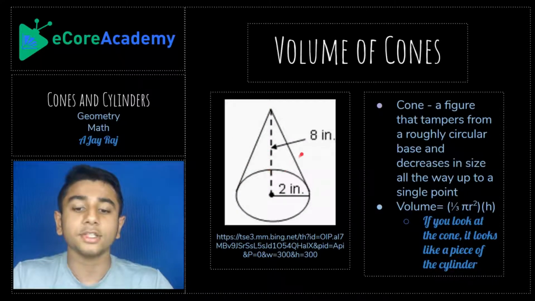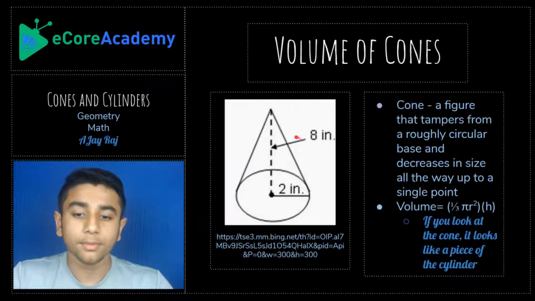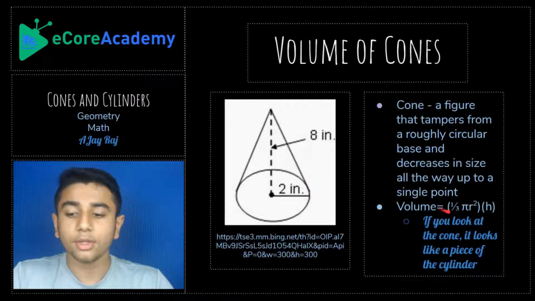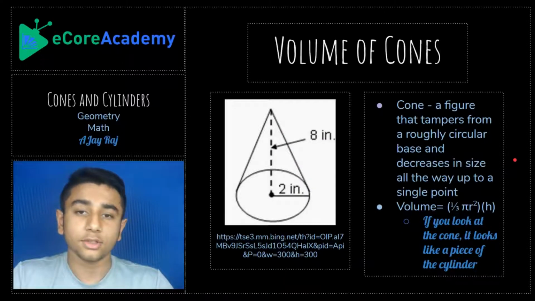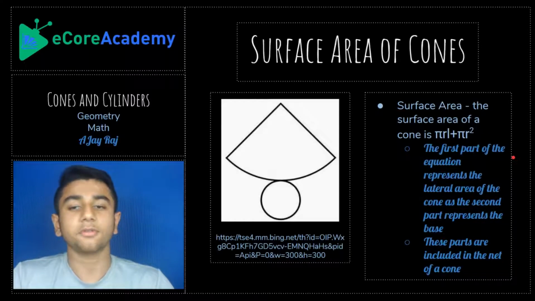to get the volume of a cylinder with the same exact measurements, the same exact properties as this cone. So that's why you're multiplying it by 1/3. You're just taking 1/3 of that cylinder and defining it as a cone. So let's move on to surface area of cones.